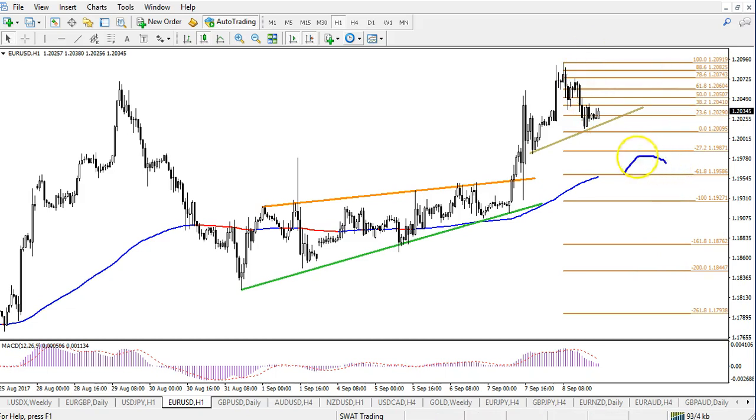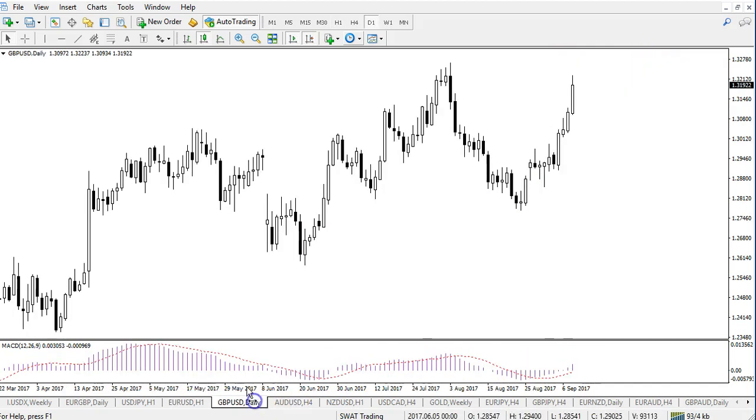So basically, bouncing spots right here, or breakout spots if there is a pattern. All right, pound dollar. Let's move on.